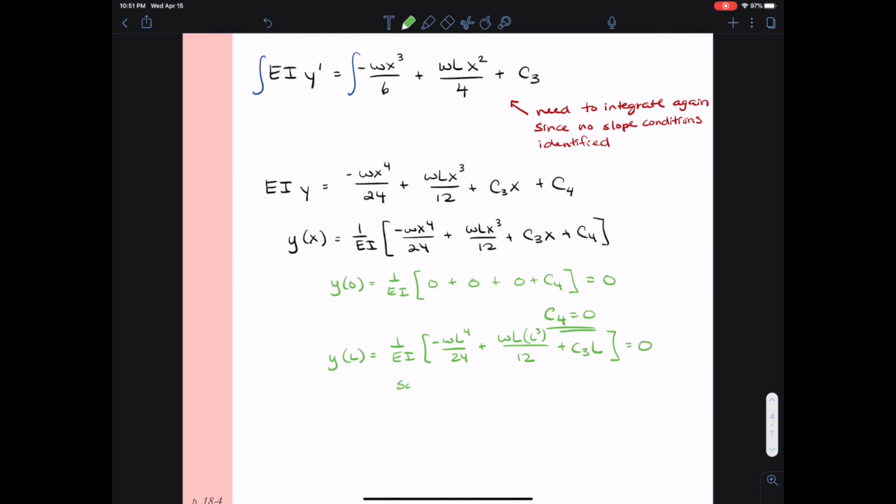The deflection at the roller at B also has to be equal to 0. So now I actually have to solve for C3 and figure out what this is. I swing EI to the other side, so EI will multiply by 0, so it won't really play into my equation. So that's going to give me that C3L equals negative omega L to the 4th over 12 plus omega L to the 4th over 24. So this is going to give me a negative omega L to the 4th over 24. And so I divide by L and I can solve for C3. C3 will be negative omega L cubed over 24.